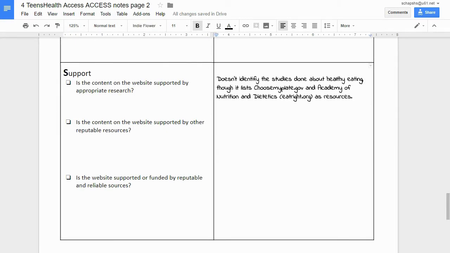The next question for support is, is the content or the information on the website supported by other reputable or reliable resources? We want to make sure that other reliable people or organizations agree with the information that's being presented in our article and support the organization that we're looking at. That helps us feel that we can trust it and that it's accurate.